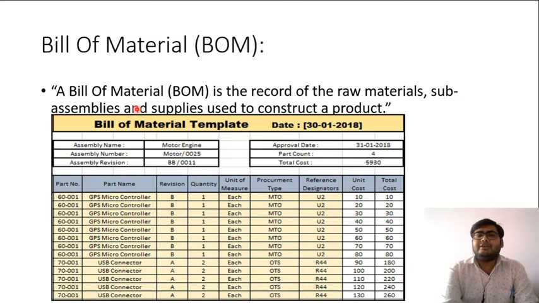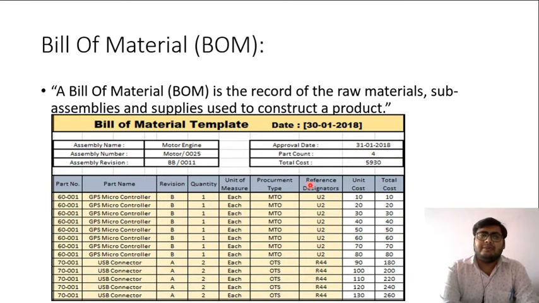So what is a bill of material? By definition, a bill of material is a record of the raw materials, sub-assemblies and supplies used to construct a product. So it is a record of all these things, raw materials, sub-assemblies and supplies which are used to construct a product. And bill of material will have details of all these. So if you say that I want to make one product, how much raw material will I need, which raw material will I need, we can find that information from bill of material. Also you can find the information of which vendors are selling that.